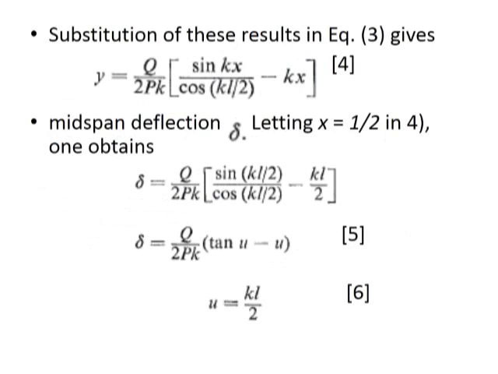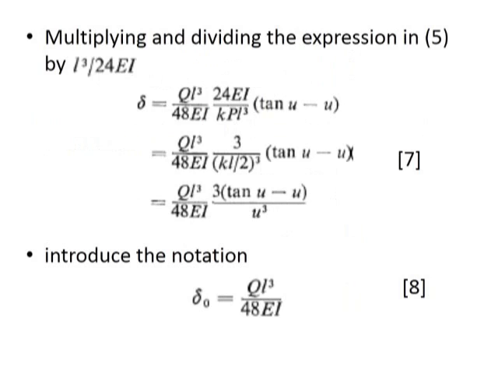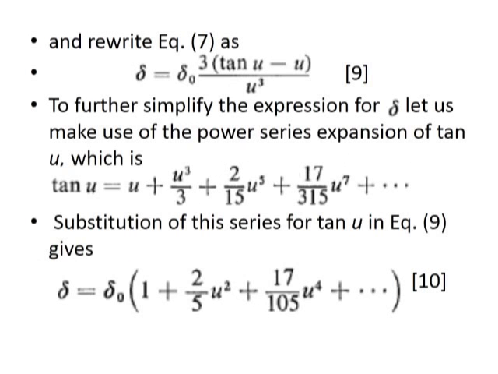Substituting these results in equation 3 gives y equal to Q by 2Pk into sin kx by cos kL by 2 minus kx. To find the midspan deflection, we assume x equal to L by 2 in equation 4 and we obtain the deflection equation. Multiplying and dividing this expression by L cubed by 24EI, we get the expression for the midspan deflection, that is delta. Now let's introduce the notation delta 0 is equal to QL cubed by 48EI and rewrite this equation as delta is equal to delta 0 into 3 into tan u minus u by u cubed.